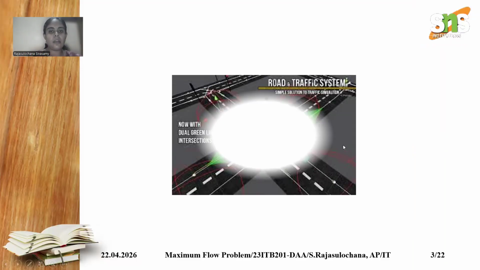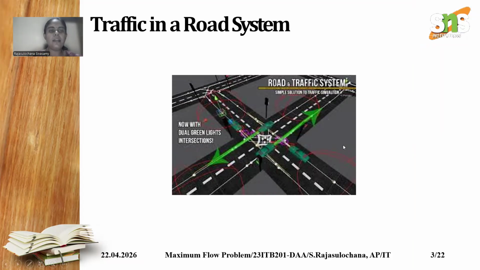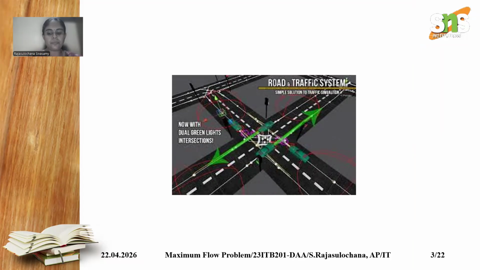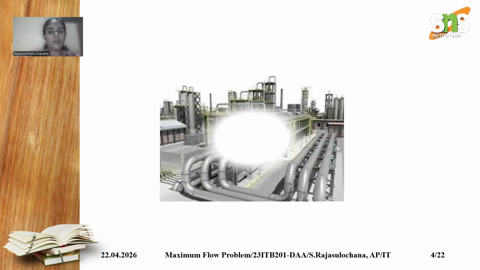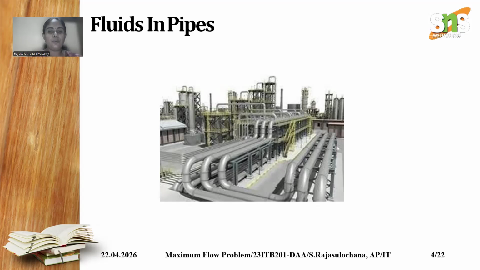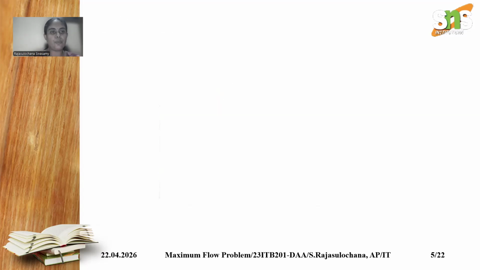Now look at this figure. What do you infer from this figure? This figure represents the traffic in a given road system. And now look at another figure. What does this figure represent? The fluid flowing through various pipes. This fluid can be water or any other fluid.